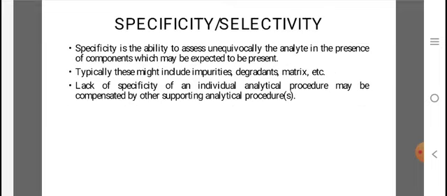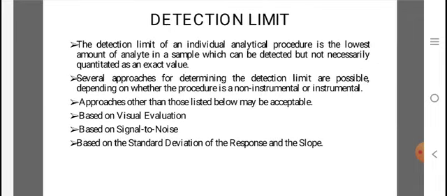Specificity or selectivity. Specificity is the ability to assess unequivocally the analyte in the presence of components which may be expected to be present. Typically, these might include impurities, degradants, matrix, etc. Lack of specificity of an individual analytical procedure may be compensated by other supporting analytical procedures.